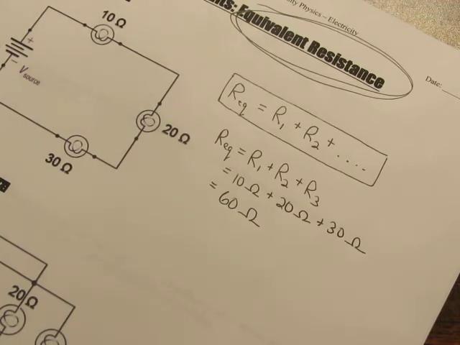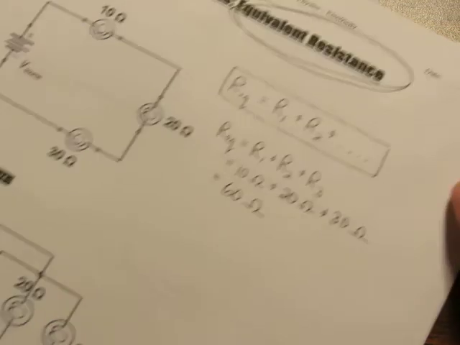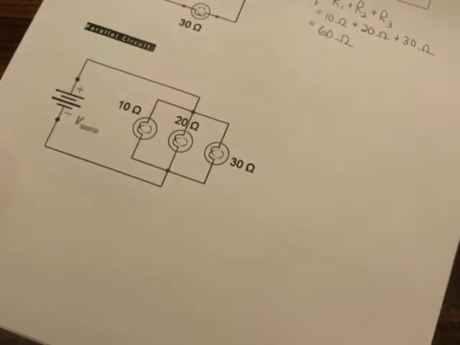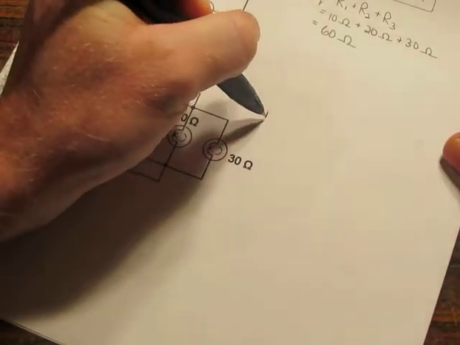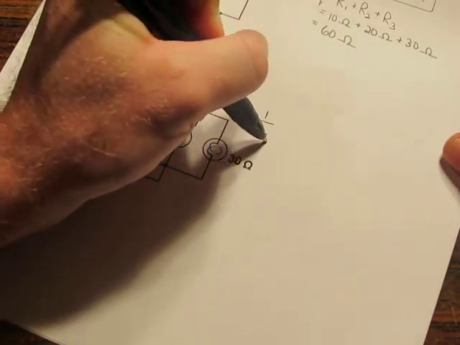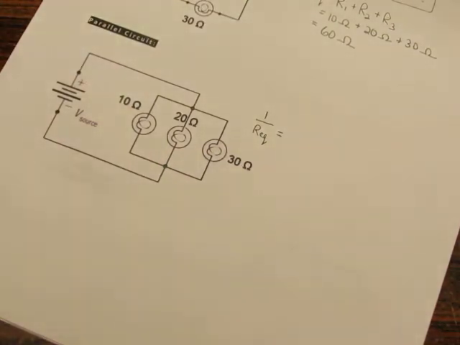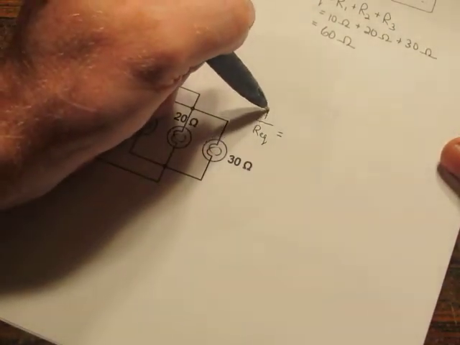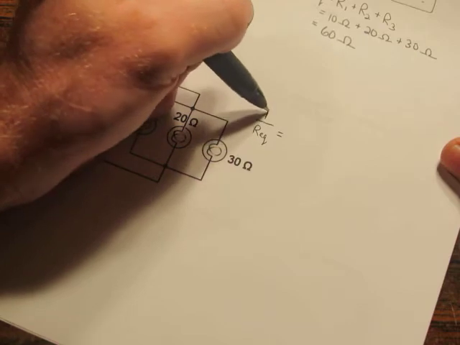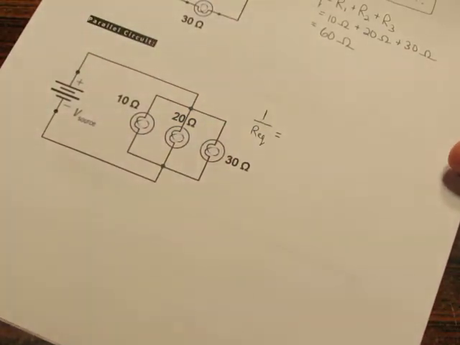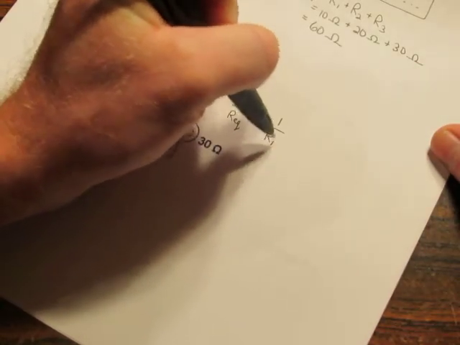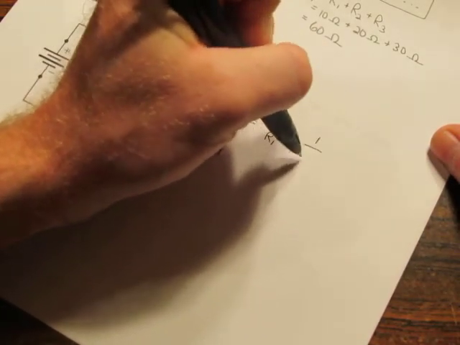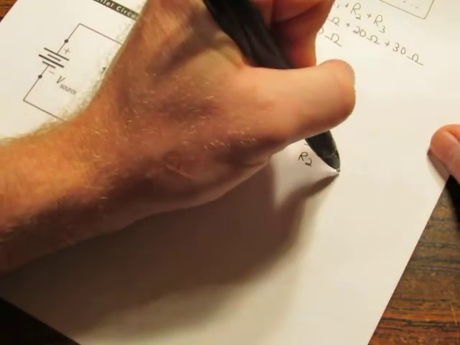So series circuits are really easy. You literally just add the resistors together. Parallel circuits, a little tiny bit different. You still add the resistors together. However, the formula is you add the inverses of the resistors together. So it's very, very important that on the left-hand side of the formula, you write down 1 over equivalent resistance equals 1 over R1 plus 1 over R2 plus dot, dot, dot.